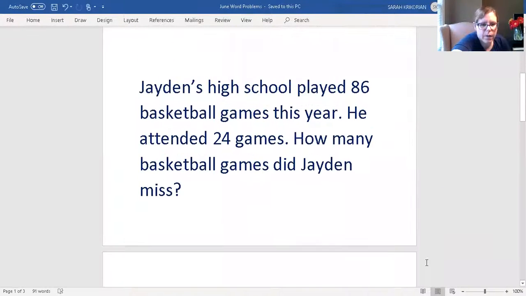So I'm going to erase my whiteboard here and let's try another word problem. And let's look at a different strategy that we could use to solve the word problem. So I'm going to share my screen again, and I'm going to have you read it with me. So let's look here. I'm going to move it down to our next word problem and read the word problem with me. It says, Jaden's high school played 86 basketball games this year. He attended 24 games. How many basketball games did Jaden miss?